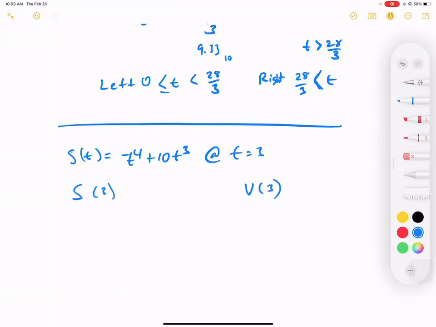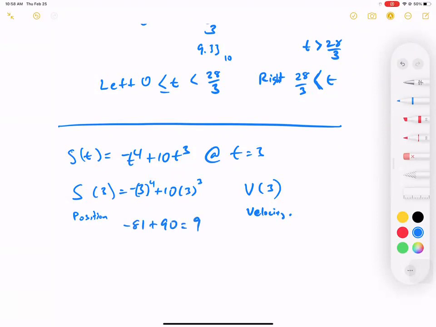So the idea here is, what is your position at 3 seconds or 3 hours or whatever 3 refers to? What is the velocity there? Well, all we do is just plug it in. Negative 3 to the fourth plus 10 times 3 cubed, right? The question is, what position were you at? Well, just plug in 3 because that's our t value. And that's going to be negative 81 plus 90, and that's going to be 9, whatever units that is.